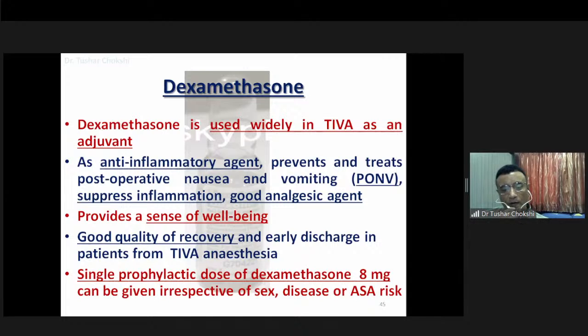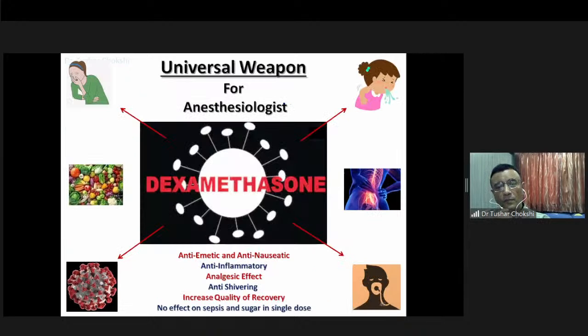A single prophylactic dose of dexamethasone, at least 6 to 8 milligram, can be given irrespective of sex, age, and disease. I am even giving it to diabetic patients. One study showed that when you give a diabetic patient this one shot of dexamethasone, 6 to 8 milligram, it will not increase the blood sugar by more than 15 to 25 milligram in a once-only dose. So it's a very good friend for the anesthesiologist.